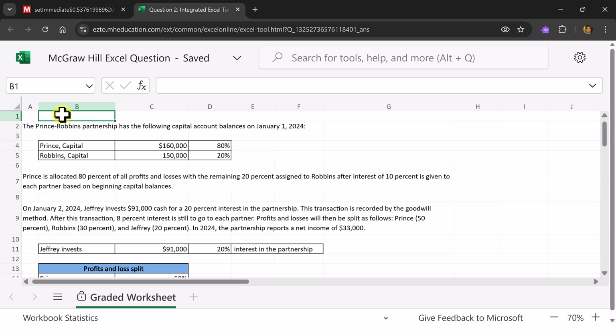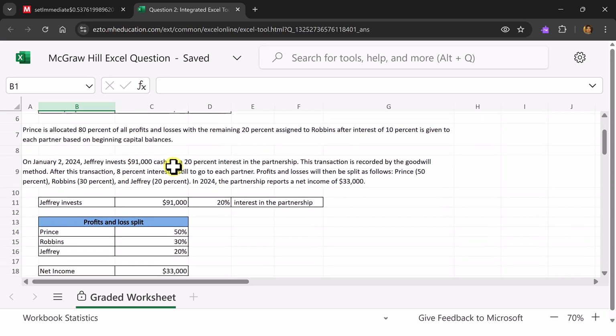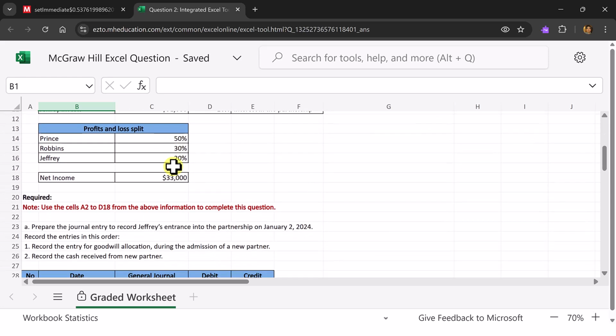This video is a walkthrough for the second problem assigned for Chapter 14. And as before, the numbers you see here on my spreadsheet may differ from what you see in your homework assignment, but the formulas I enter here should be very similar to what you're going to be using. So before taking a look at the detailed information, let's look at the requirements.